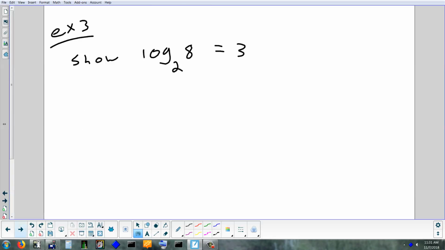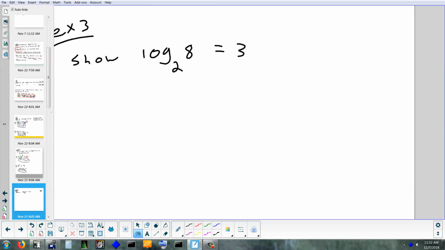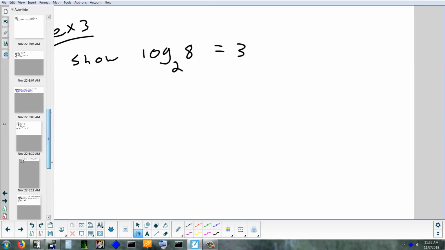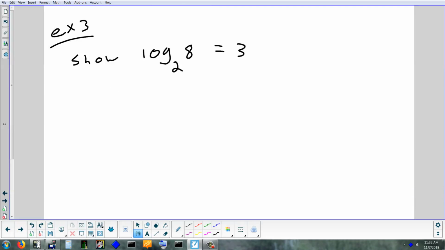All right, I want to show that what's on the left and what's on the right are equivalent. Well, I only know how to do one thing with logs so far, and that's change between the two forms. Nathan, what form is that one in? It's just like the log form. That's log form. So let's change it to exponential and see what happens. So Blake, could you change that whole thing to exponential?